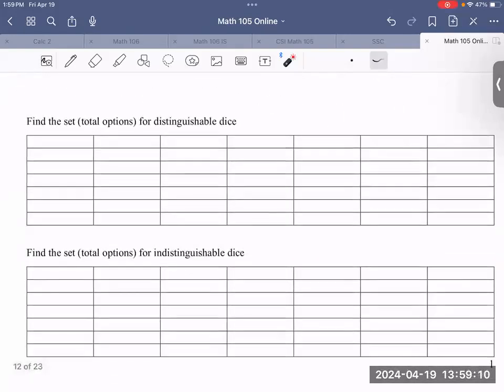Can you find the set, the total number of options of distinguishable dice? And then again for indistinguishable.